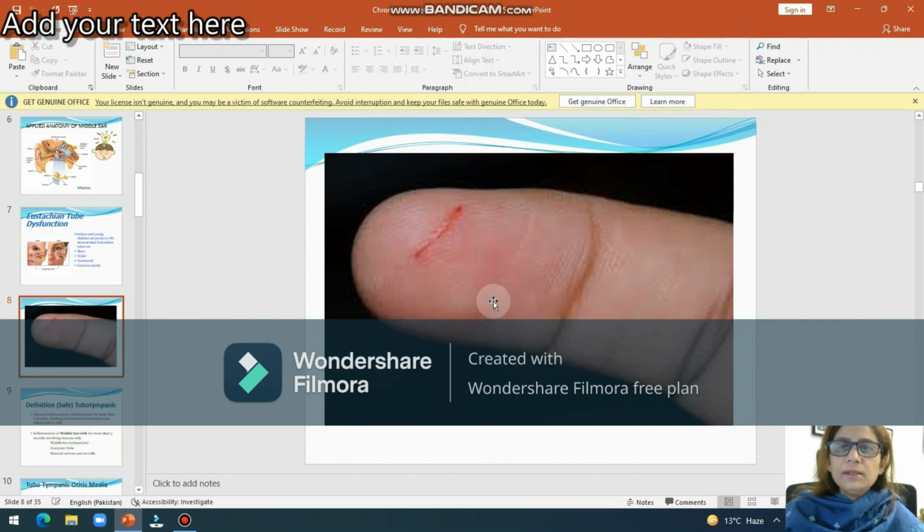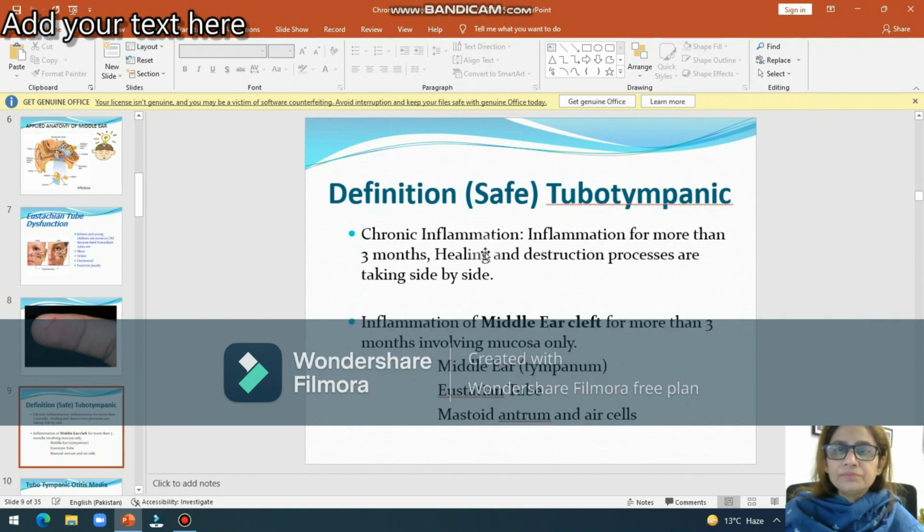You can see this small injury. It is a simple injury, safe type of injury, but if you are not treating this, it can be converted into dangerous injuries, can lead to septicemia.